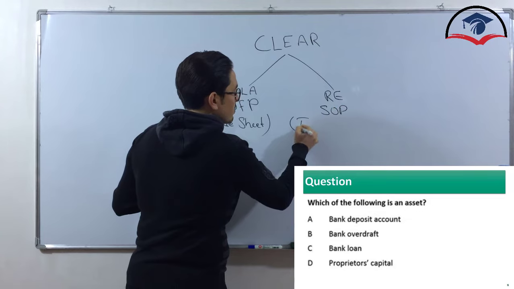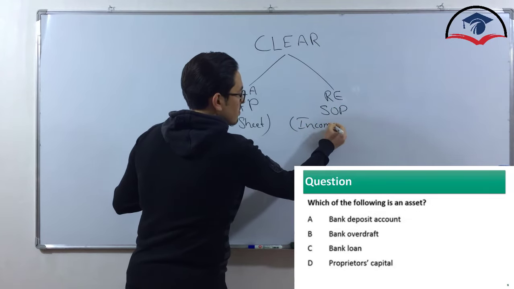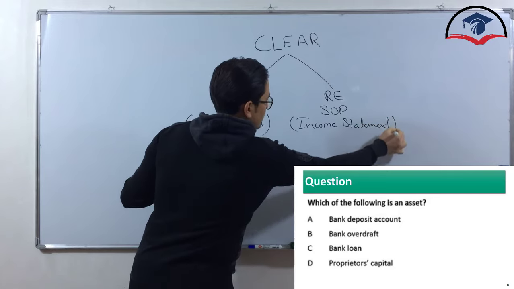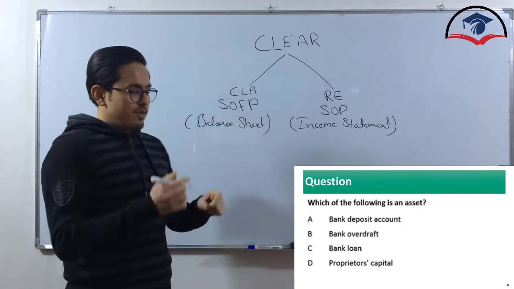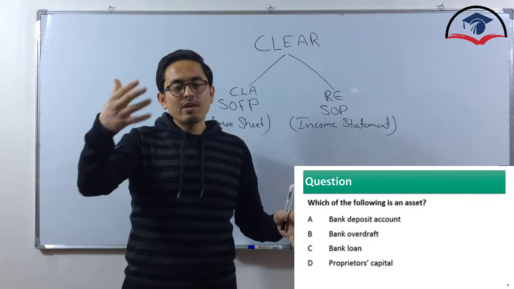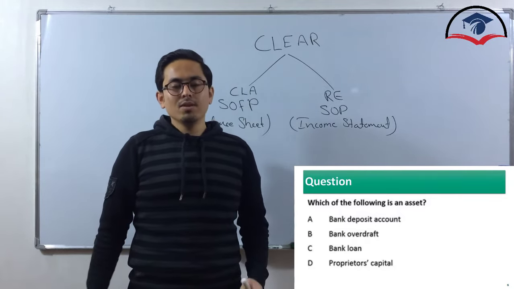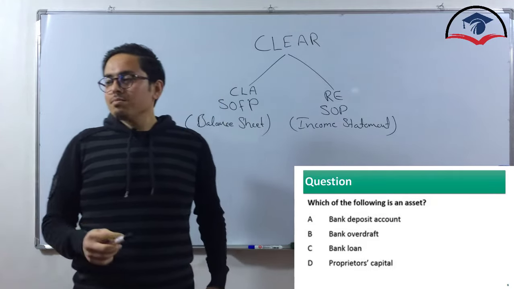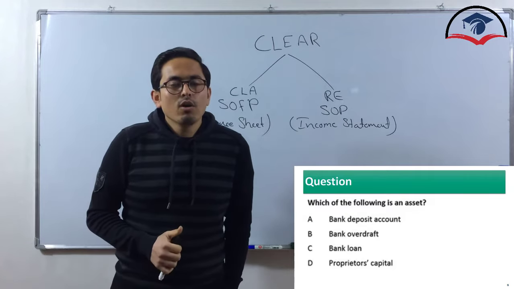Another name given to that is income statement. So remember this definition and explanation. This is the summary of all we have covered. Besides, you need to remember what they all mean. Let's go to some practice questions. The first practice question is, which of the following is an asset?